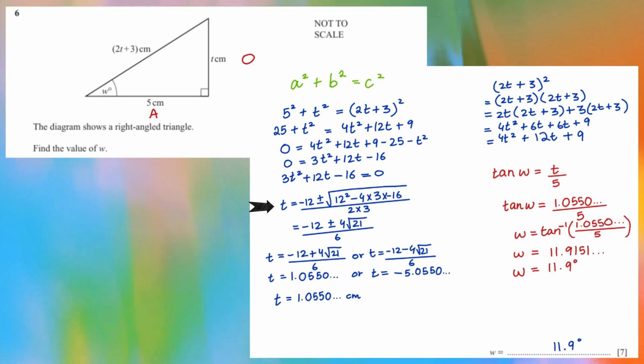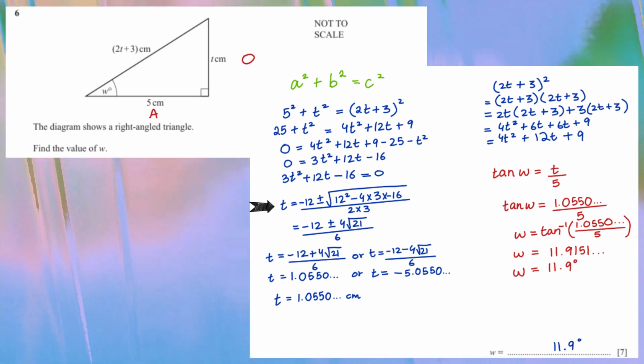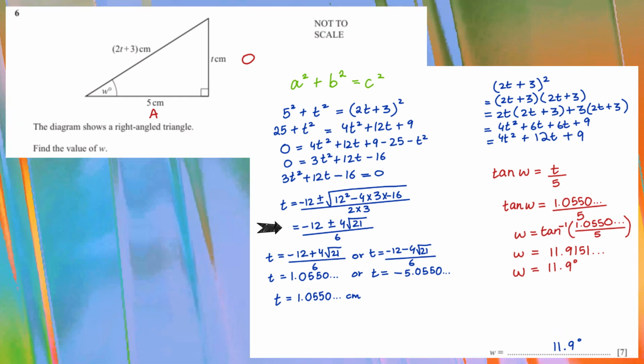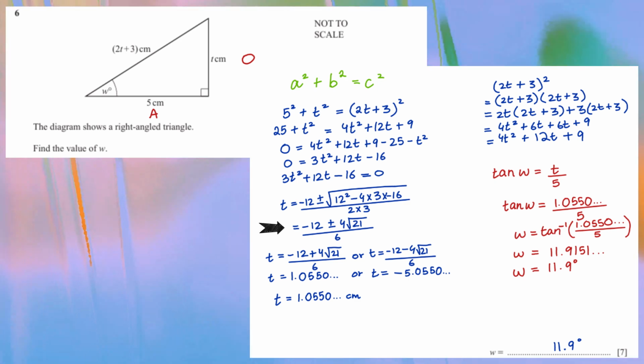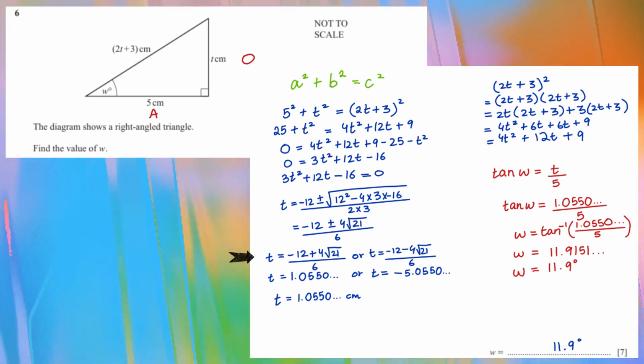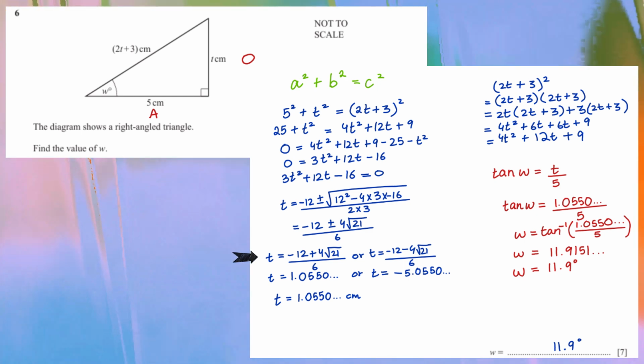So substituting the values into the formula respectively, we get t equals minus 12 plus or minus the square root of 12 squared minus 4 into 3 into minus 16, over 2 into 3. Simplifying, we get minus 12 plus or minus 4 into the square root of 21, over 6. This means that t equals minus 12 plus 4 into the square root of 21 over 6, or t equals minus 12 minus 4 into the square root of 21 over 6.